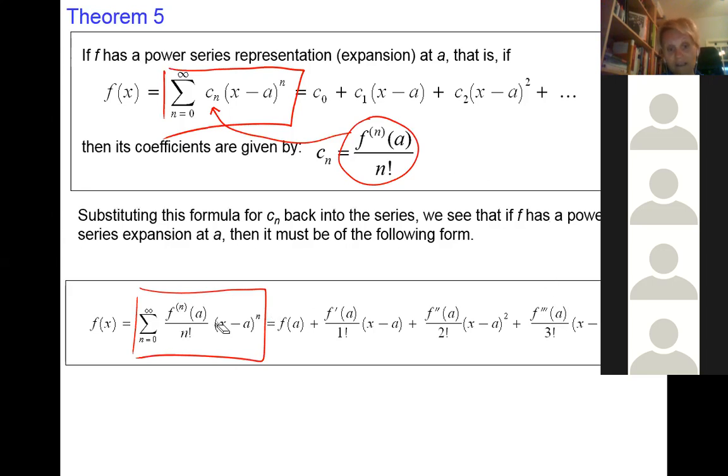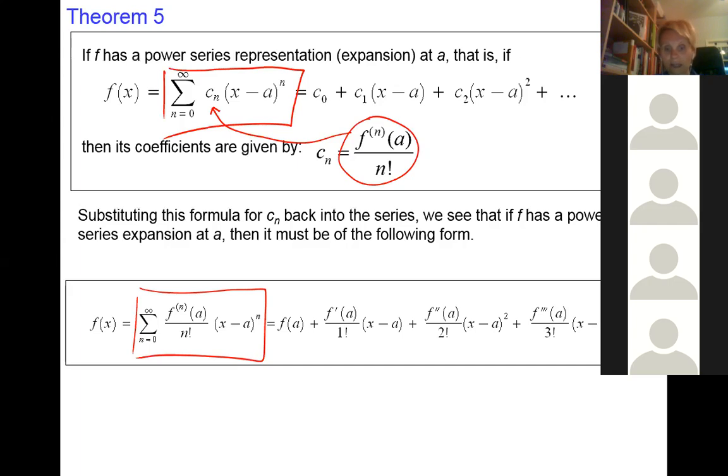If n is 0, it's simply the value of the function. If n is 1, we have the first derivative over 1 factorial times x to the power of 1. If n is 2, the second derivative over 2 factorial times x to the power of 2, and so on. Third derivative over 3 factorial times x to the power of 3, and so on. This is the expanded form.